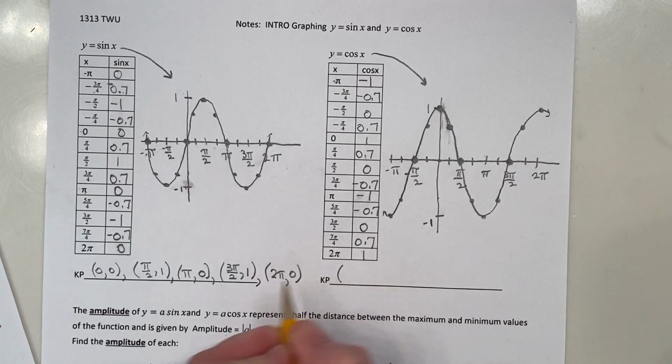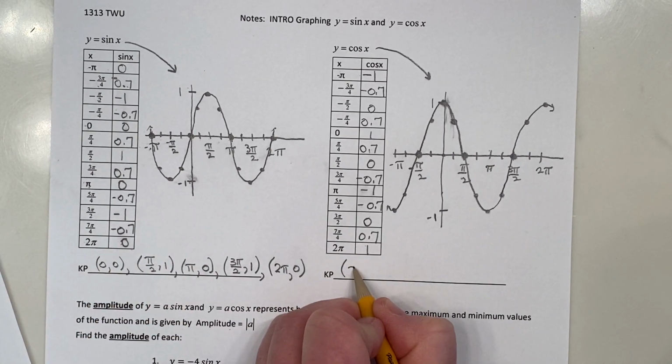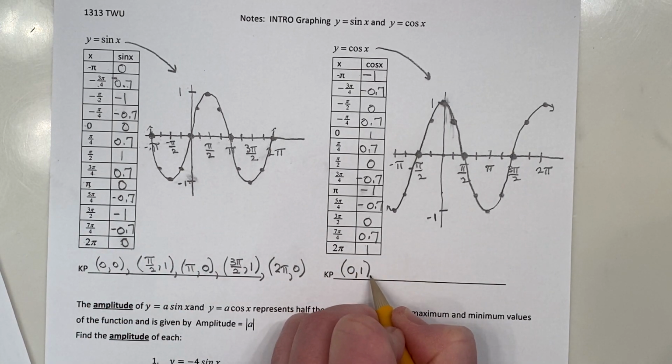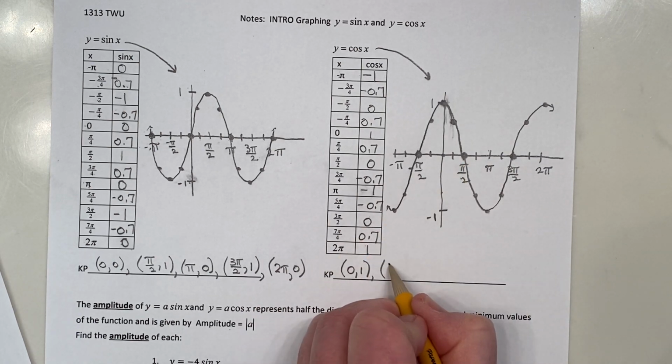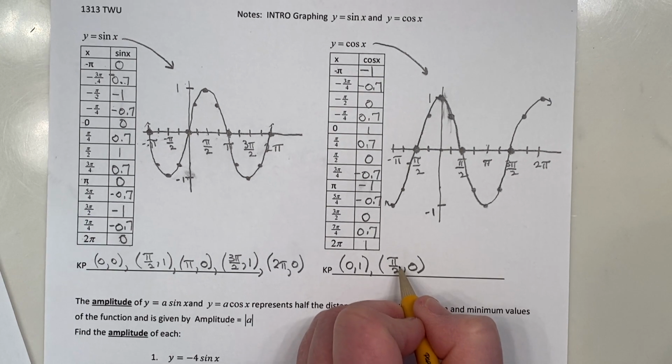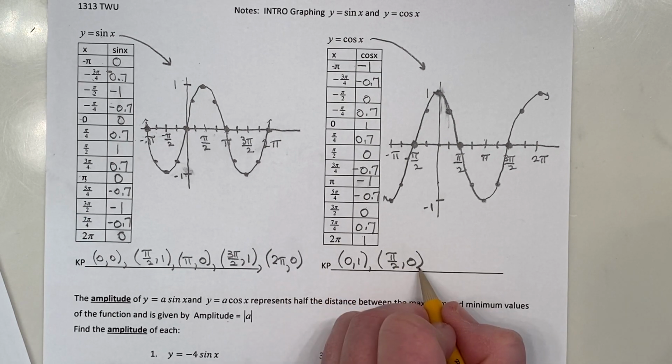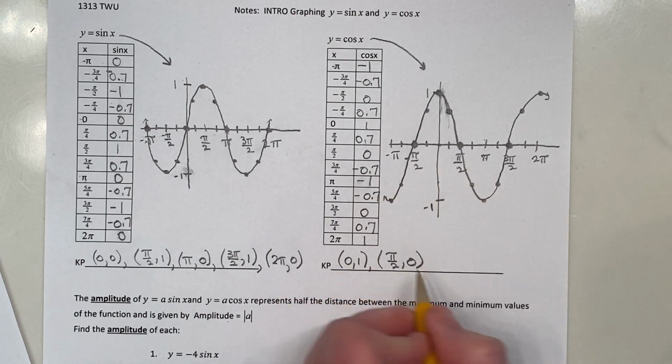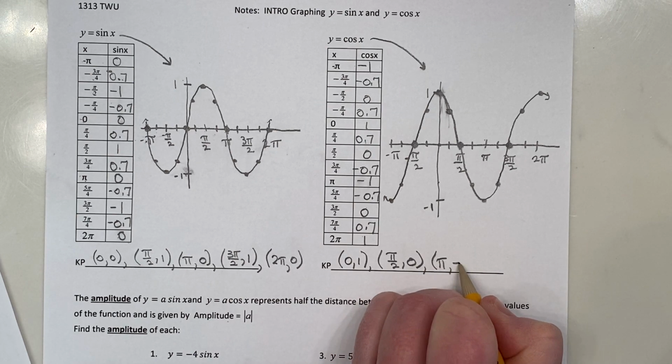Well, for cosine, instead of starting at 0, 0, we're going to actually start at 0, 1. Then we'll use pi over 2 and 0. Anytime we can use a 0 coordinate to work with numbers, multiplying, adding, working with 0 is wonderful. So pi, -1, etc.